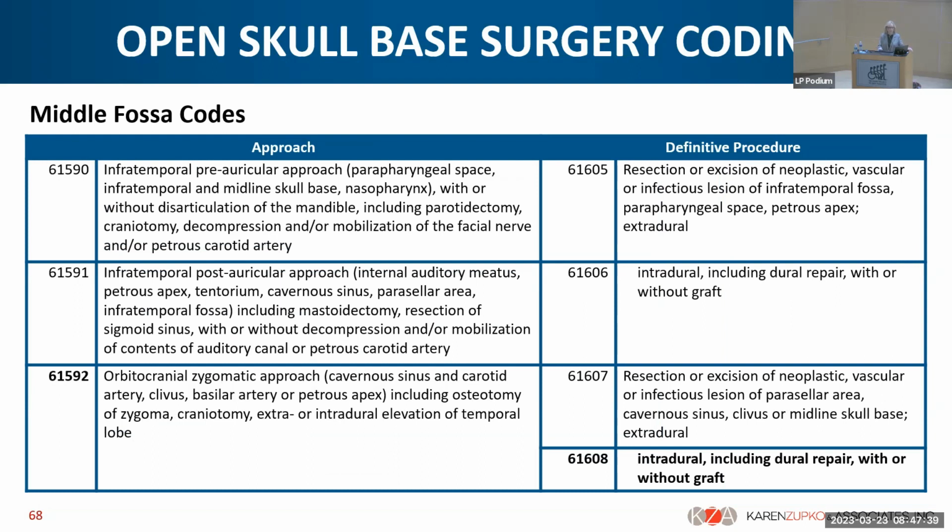The middle codes, the most common is the orbital cranial zygomatic approach. Again, we're doing the orbital cranial and drilling into zygoma, and it's talking about at least some of these structures that you're going through. Doesn't have to be every single one, but we look for the key words in the exposure, and then we know we only have one choice for the resection, and that is the 61608, because as neurosurgeons, you're always going to be doing an intradural resection.